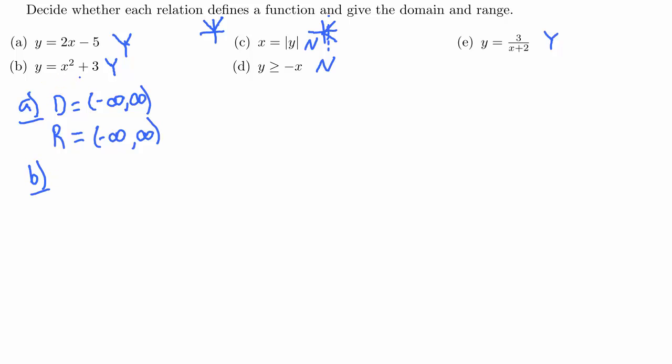B, y equals x squared plus 3. Again, it's a polynomial function, which means that for its domain, there's nothing that x cannot be. Therefore, it's all real numbers, negative infinity to infinity. And I'll talk about y in the next section, but this is the parabola. If I was to graph it, it's a parabola moved up 3 units and it's opening upwards. Therefore, the range is going to be starting at 3 and going up to infinity.